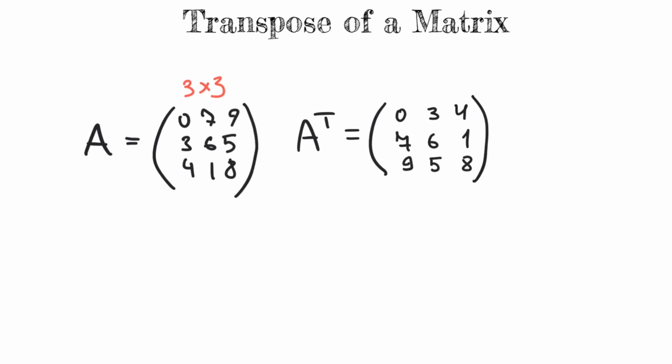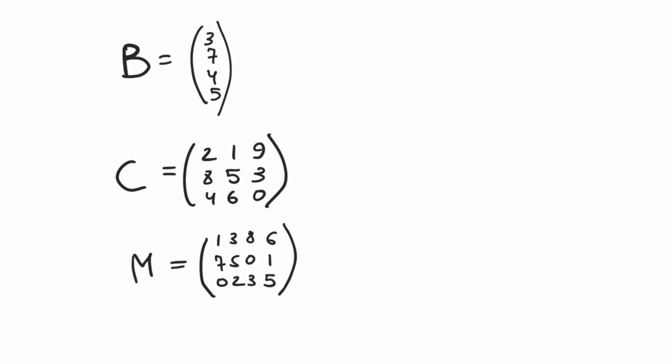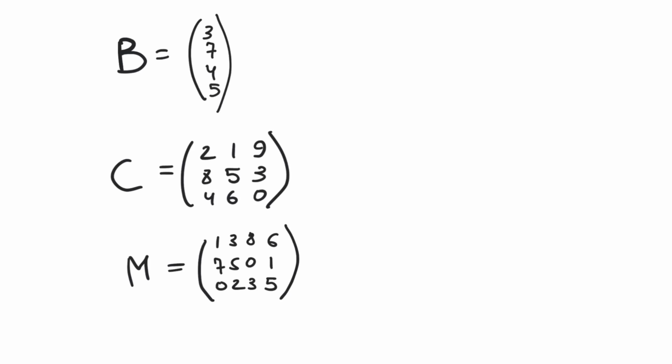Now let's take a look at some other matrices and see how we can find their transposes. First, we have matrix B, which is a vector matrix, and we can find the transpose of a vector matrix essentially by flipping its only column to be its only row. So matrix BT, or B transposed, is going to have 3, 7, 4, and 5 as a single row.